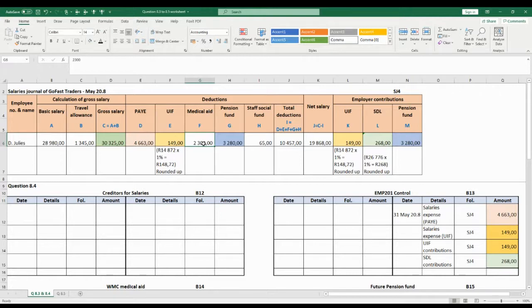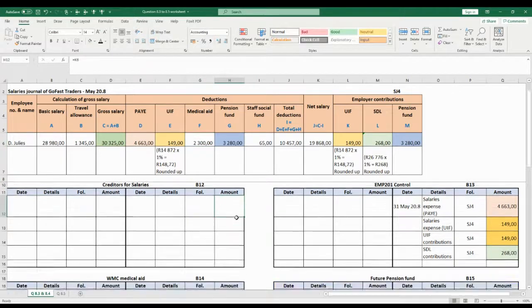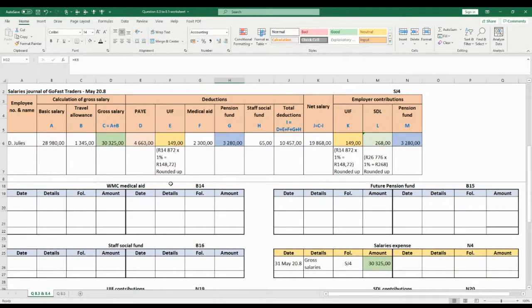So we said, okay, this is the amount that we have to pay over to the medical aid. They gave you the medical aid name, so WM medical aid. So we say it's 2,300 that we have to pay over to the medical aid. So this is a creditors account. So we're going to credit the creditors account with the 2,300. That is what we will owe the medical aid based on what the employee's contribution has been deducted.